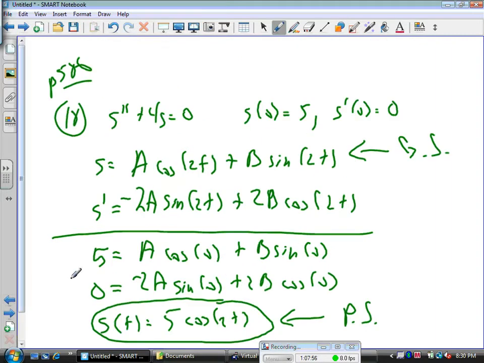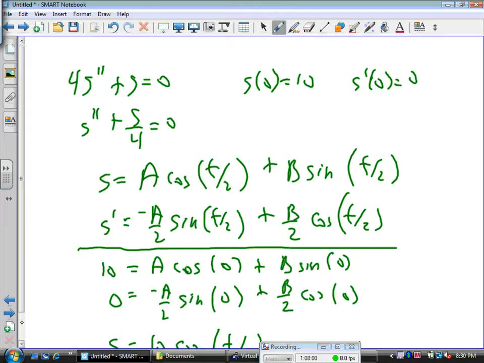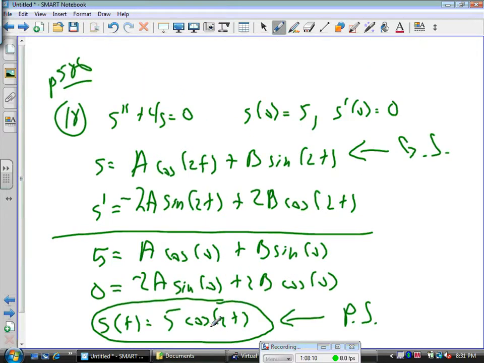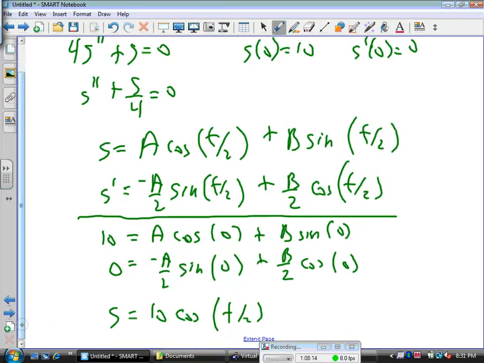Compare these two solutions so far. The amplitude here is 5. The amplitude here is 10. This swings wider. The 5 goes like this, and the 10 goes like this. Look at this, though. The frequency here is 2, and the frequency here is 1/2. So the 10 is oscillating very slowly, because the frequency is only 1/2. The 5 is oscillating really fast, because the frequency is 2.